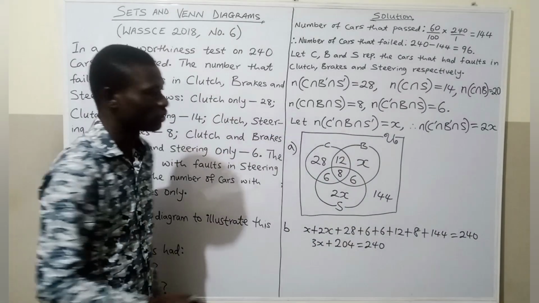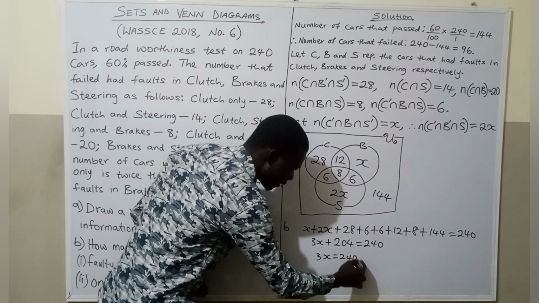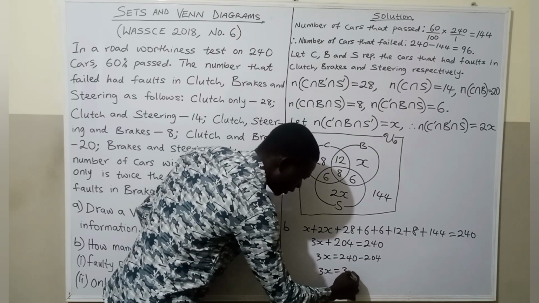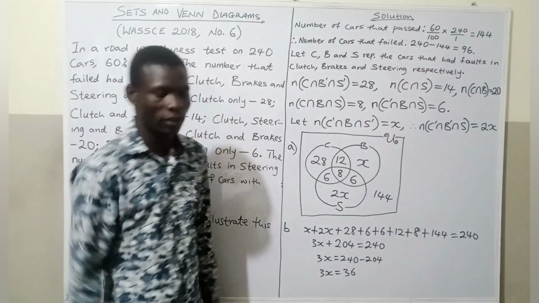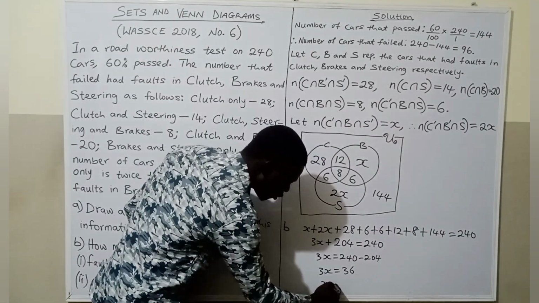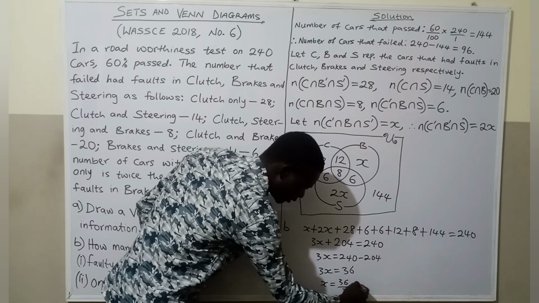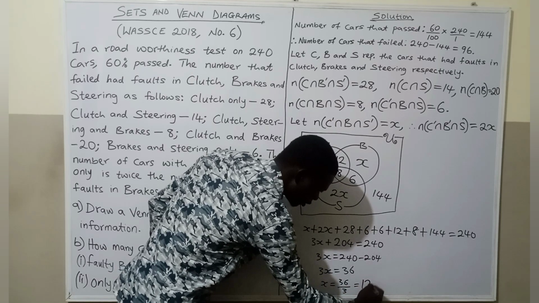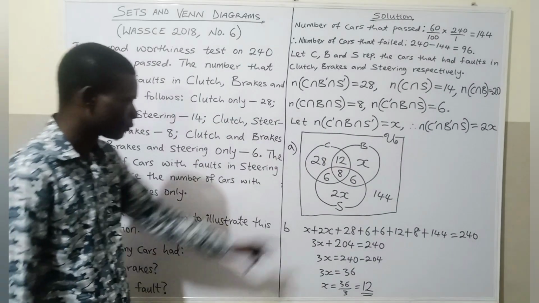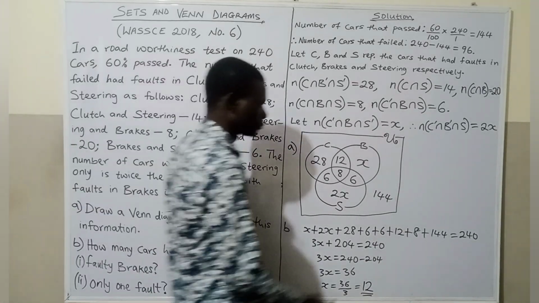So we collect like terms. When we collect like terms, it means that 3x will be equal to 240 minus 204. And that says 3x must be equal to 36 because 240 minus 204 is going to be equal to 36. So if 3x equals 36, what's going to be x? x will be equal to 36 divided by 3, and of course 36 divided by 3 is going to be 12. So the value of x firstly is 12.